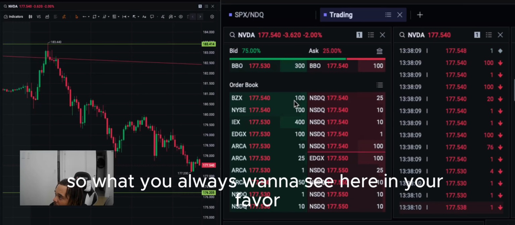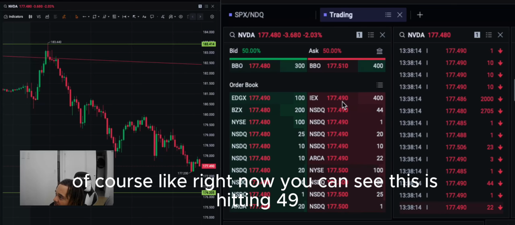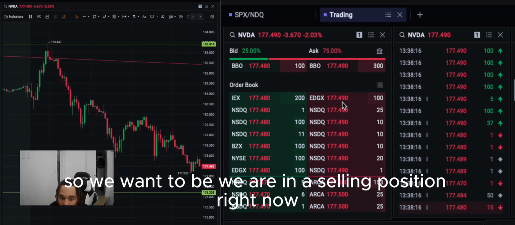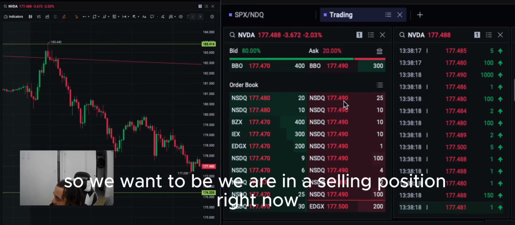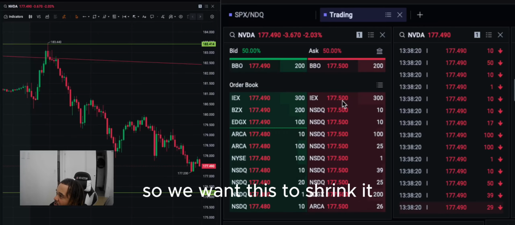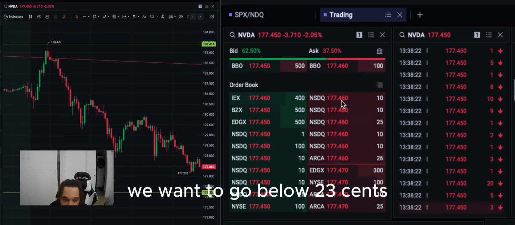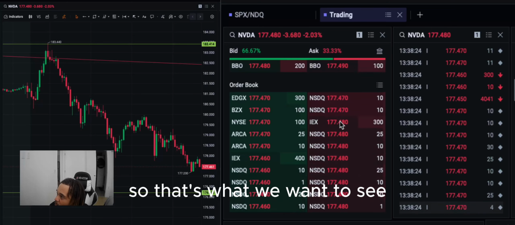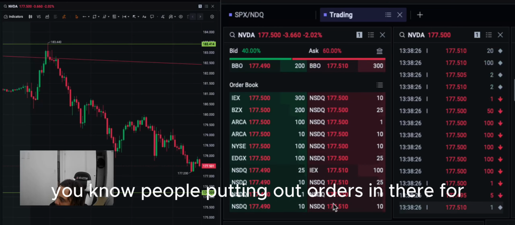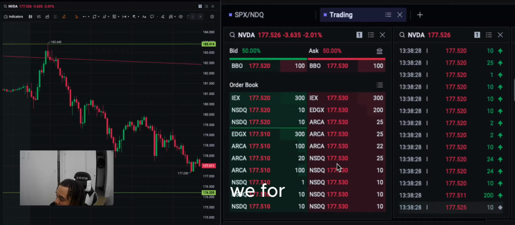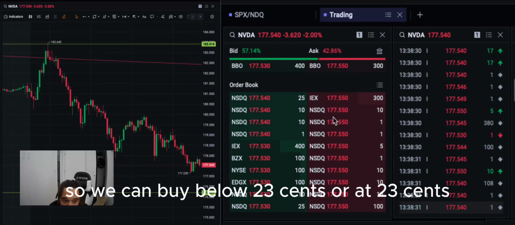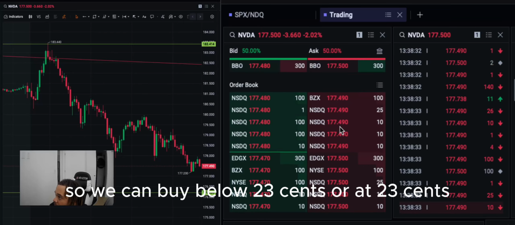What you always want to see in your favor, of course, like right now you can see this is hitting 49. We are in a selling position right now, so we want this to shrink in. We want it to go below 23 cents. That's what we want to see first. You want to see people putting out orders in there so we can buy below 23 cents or at 23 cents.